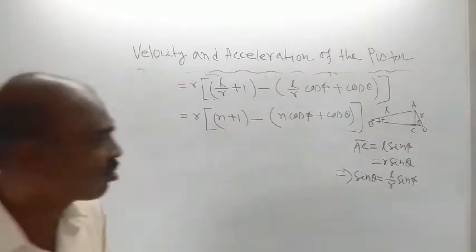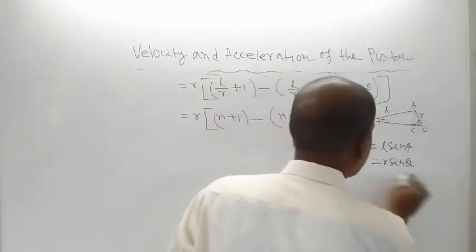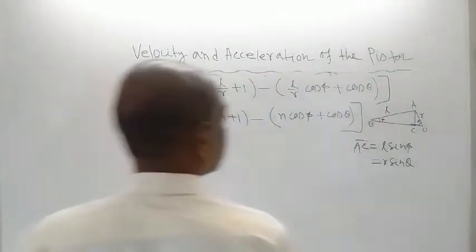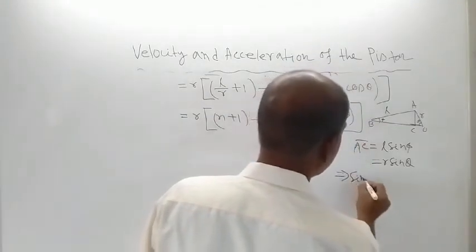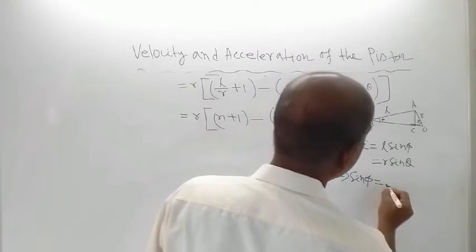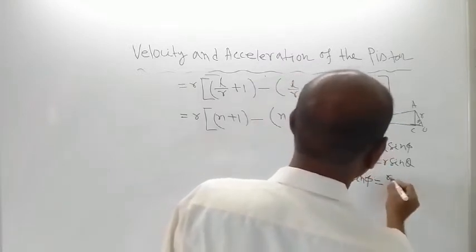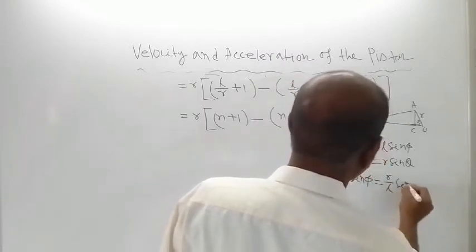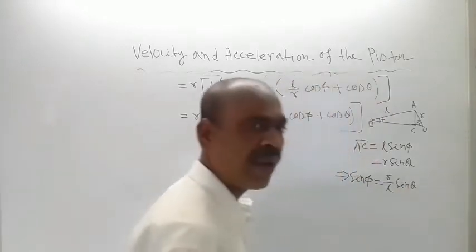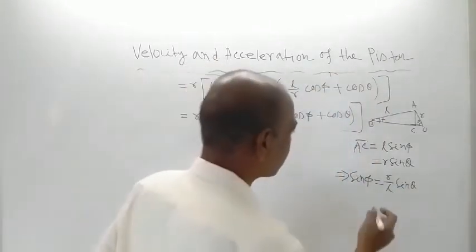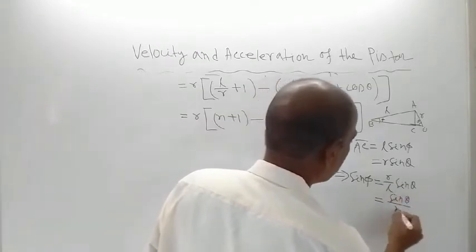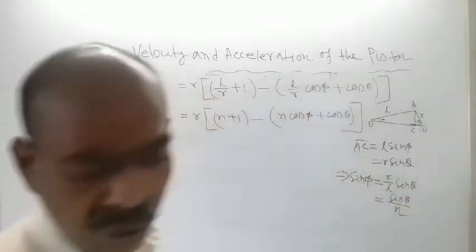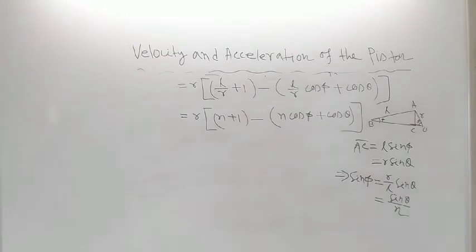Our requirement is not to get sin theta. Our requirement is to get sin phi. So from here, sin phi is equal to R by L sin theta. And since L by R is n, this can be written as sin theta by n. Okay, sin phi is equal to sin theta by n.